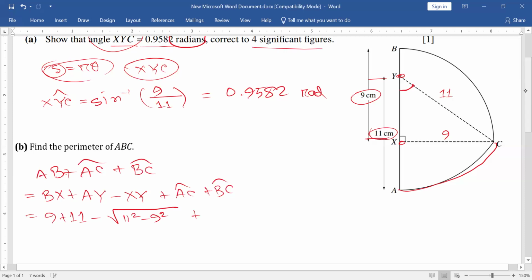Plus arc AC. Arc length we talked about: s equals r theta, where theta is in radians. So s equals r theta you can use for this arc length. What is the radius? Radius is 11 and theta is 0.9582.